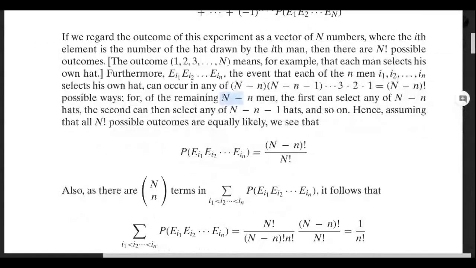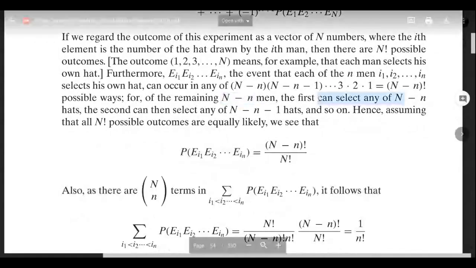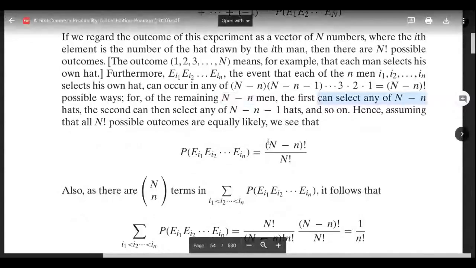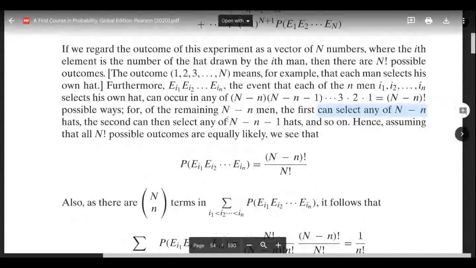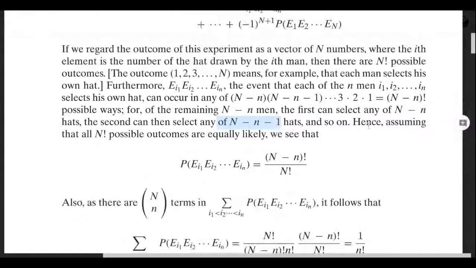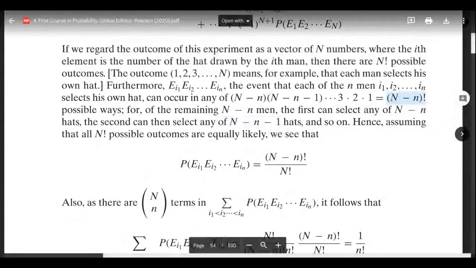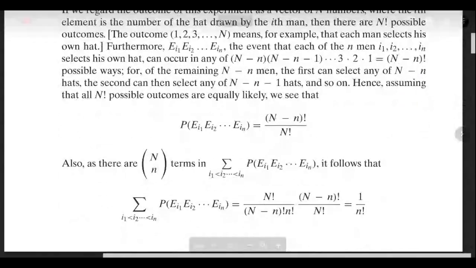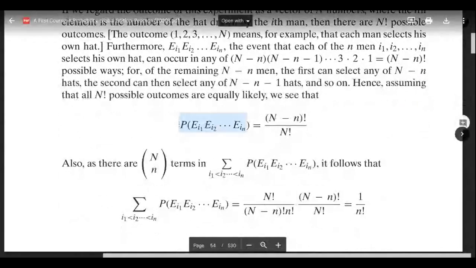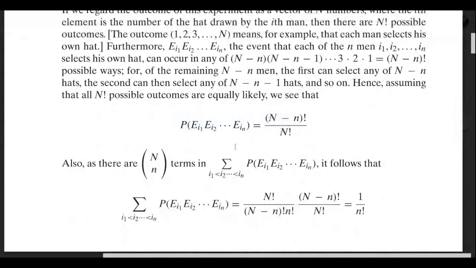Yeah. So the first one has this many choices. Then the second one keeps going. So that's (n minus 1), (n minus n) factorial. Then we see the probability is (n minus n) factorial divided by n factorial. Yes.